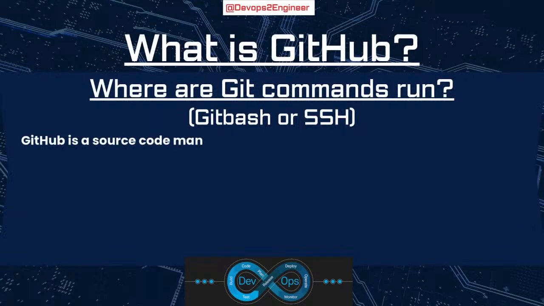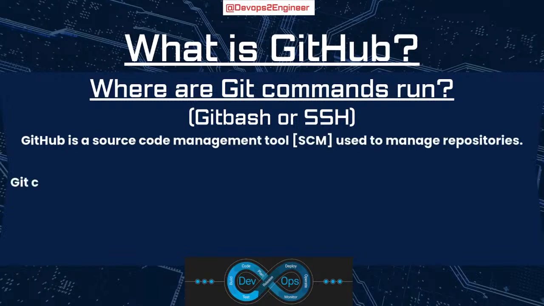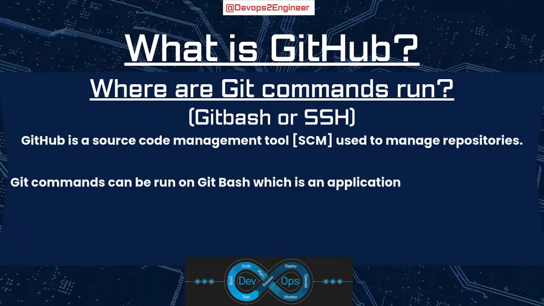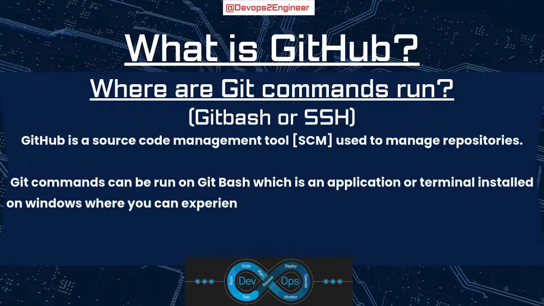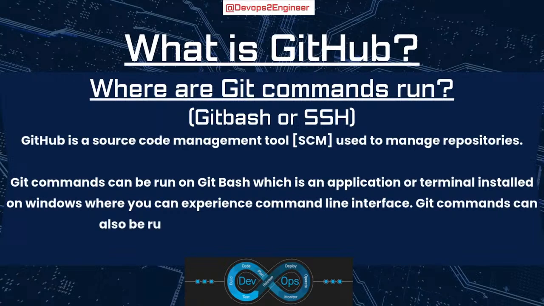What is GitHub? Where are Git commands run? Git Bash or SSH? GitHub is a source code management tool, SCM, used to manage repositories. Git commands can be run on Git Bash, which is an application or terminal installed on Windows, where you can experience the command line interface. Git commands can also be run on SSH terminals provided by MobaXterm.